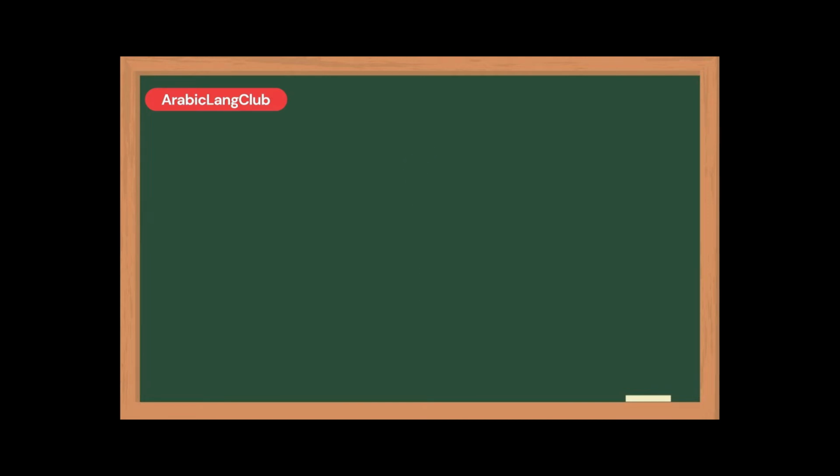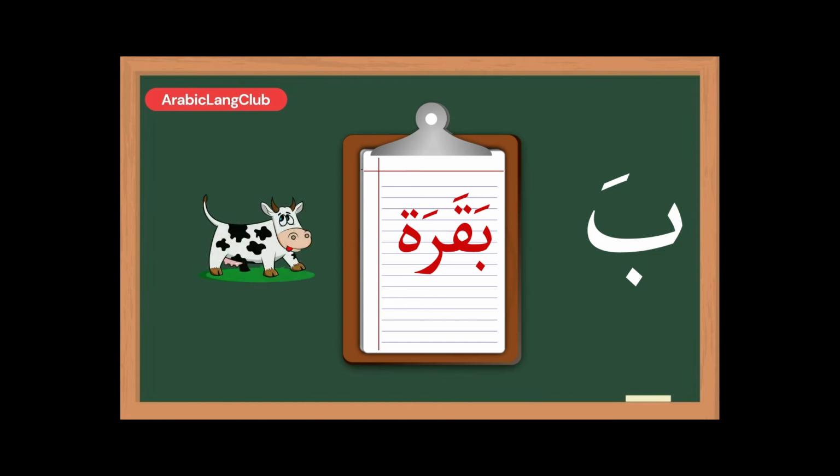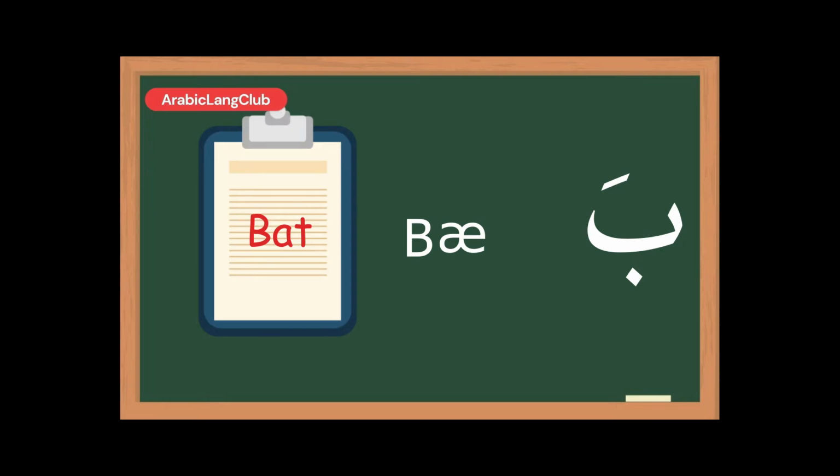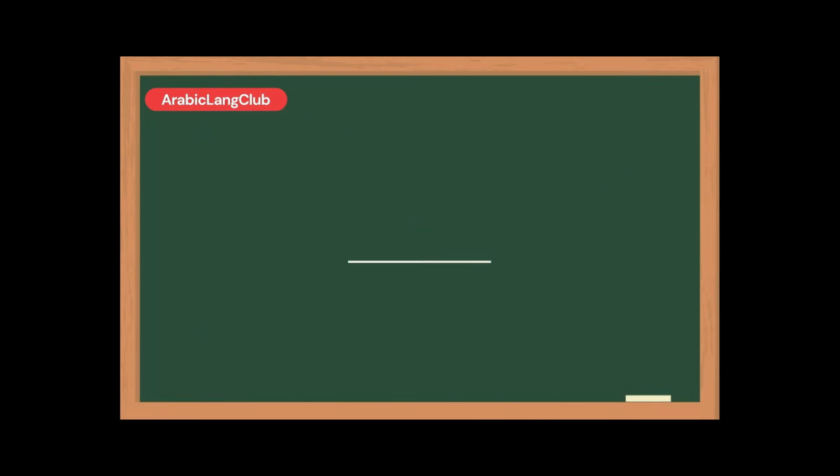The next letter is Ba. Like in the word Baqara. Baqara. The sound is like letter B in the word bat. To write it down, from the right side, pull down to the left side, just like a plate, and then put a dot at the bottom. Let's move to the next letter.